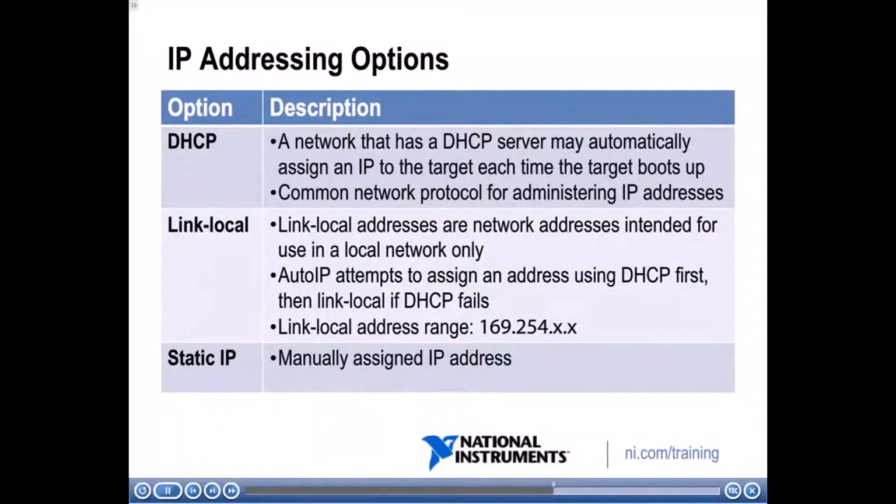The last option I want to talk about is static IP. So a static IP is just an IP that's not going to change, that you can manually assign your device. So for example, if I connect up a real-time target and I want to assign it a static IP address, then I'm going to manually say I want the IP address to be something. For example, I can assign a real-time target a static IP address of 10.0.0.4. And that way I'm manually assigning the IP address instead of allowing something else to assign it for me.